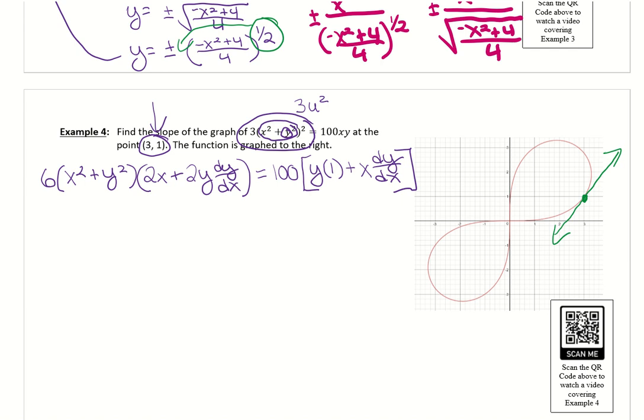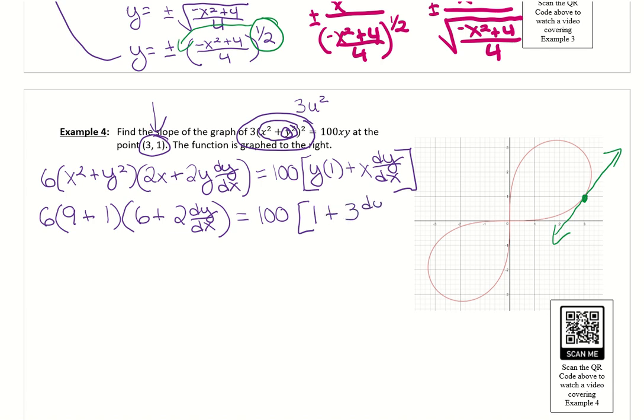So let's do it. We're going to have 6 times 3 squared. So I'm going to put 9 plus 1 squared. I'm going to put 1 times 2 times x is 6 plus 2 times y is 2 dy dx equals 100 times y times 1 is 1 plus 3 dy dx.